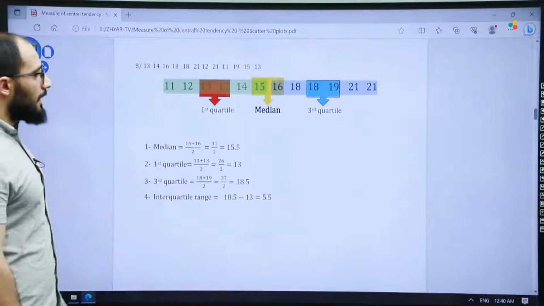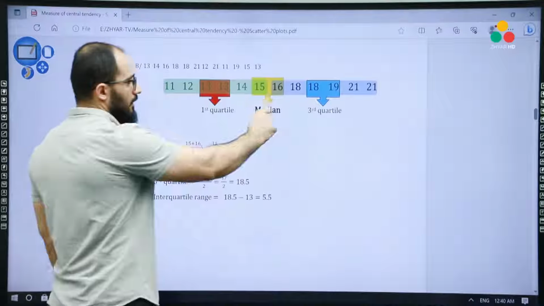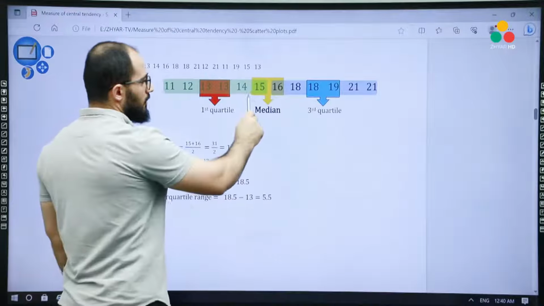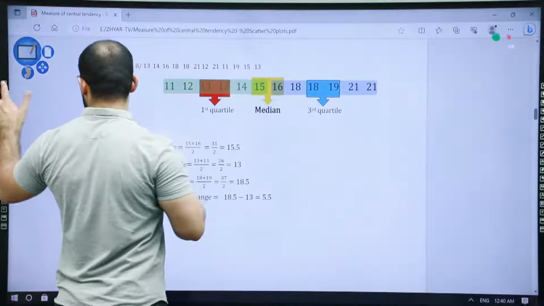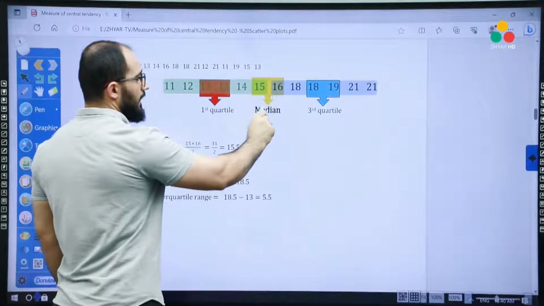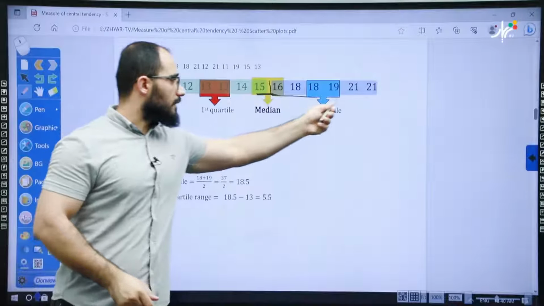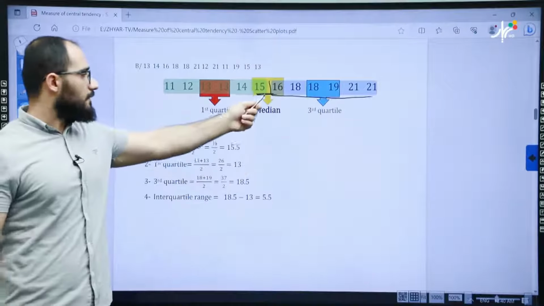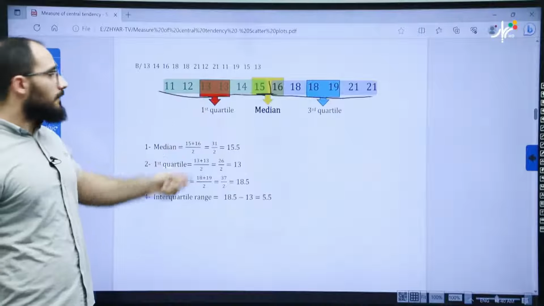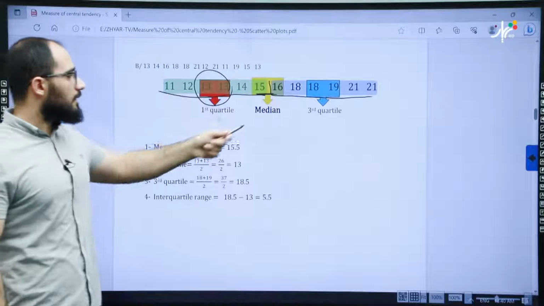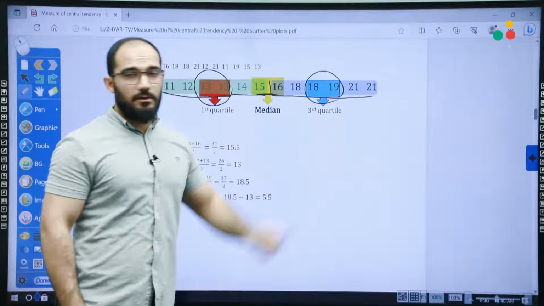Again, I'm going to repeat it. Please be careful with even data. When you find the median, it's two numbers, 15 and 16. So 16 goes with the upper half and 15 goes with the lower half. Then we are going to find the first quartile and also the third quartile.